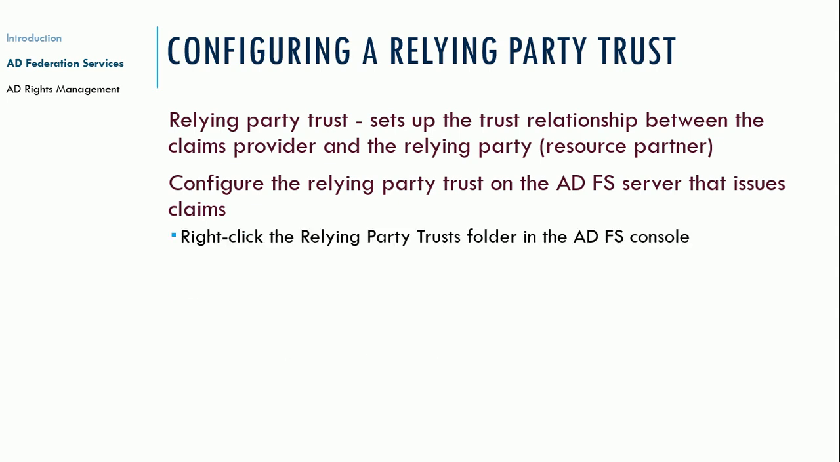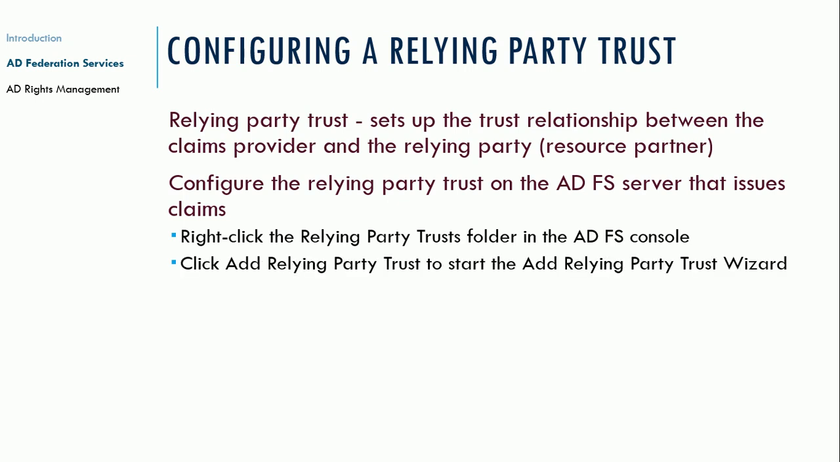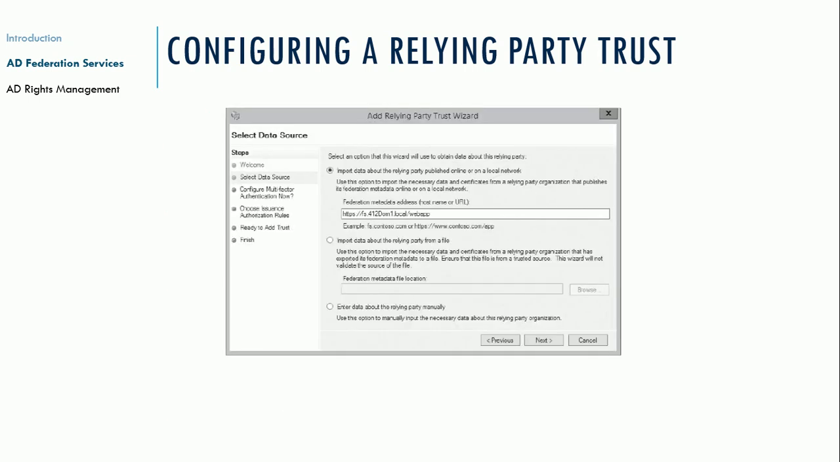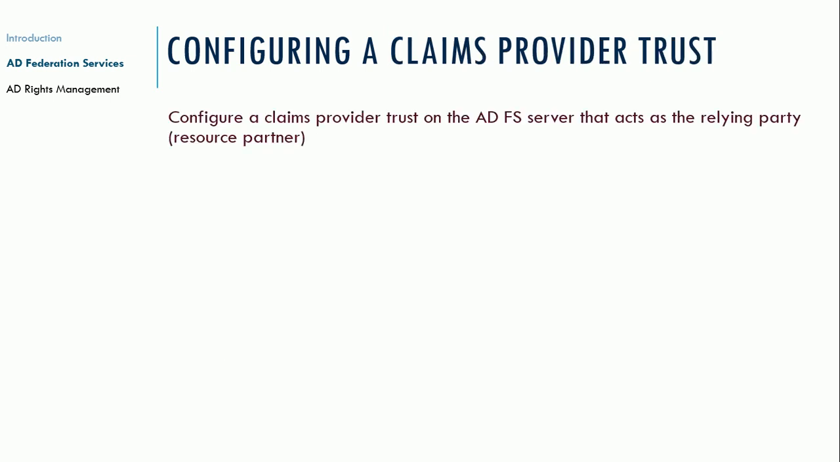So you're going to right-click on the Relying Party Trusts folder in the ADFS console, and then click Add Relying Party Trust to start the Add Relying Party Trust wizard. And then in the welcome window, you click Start. So this is what it looks like, and you can go through this wizard to set up the trust.